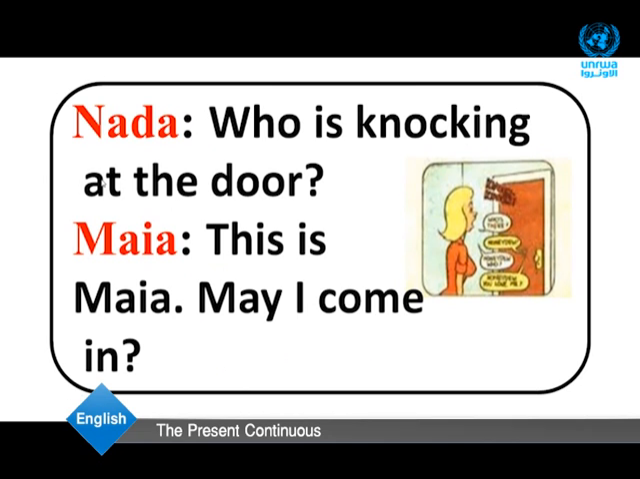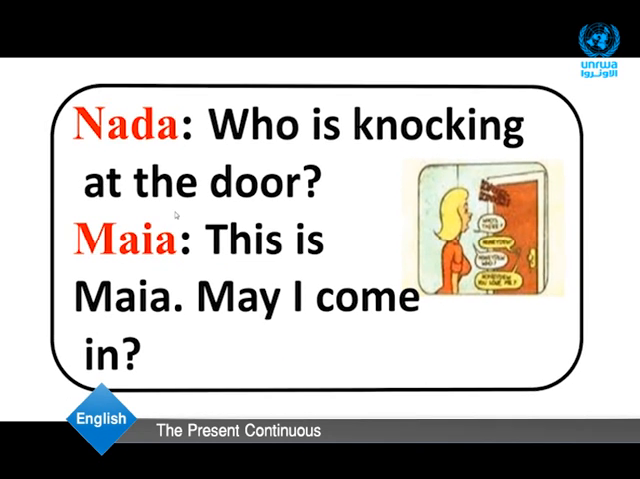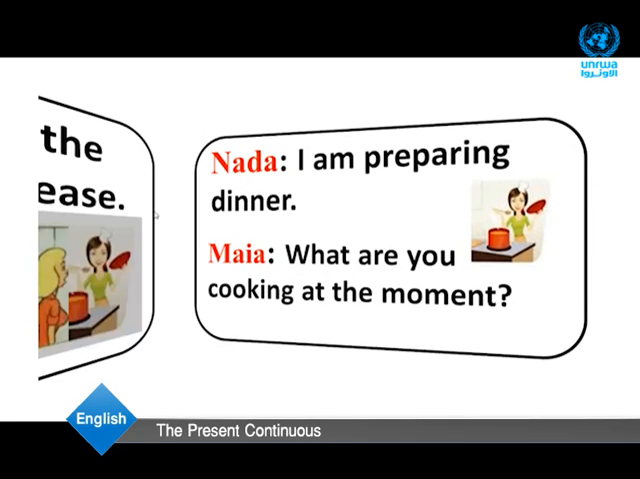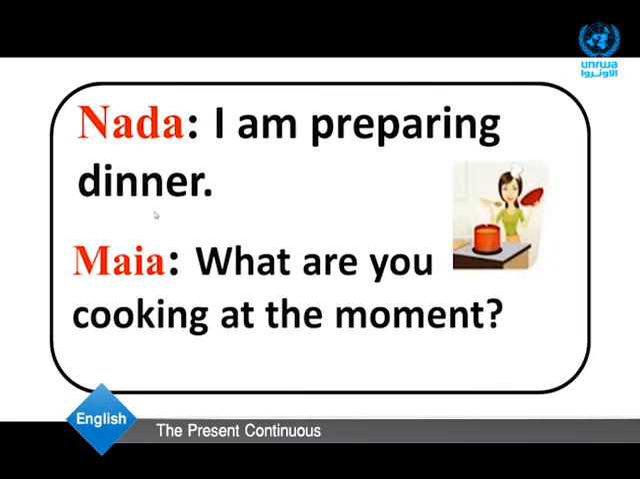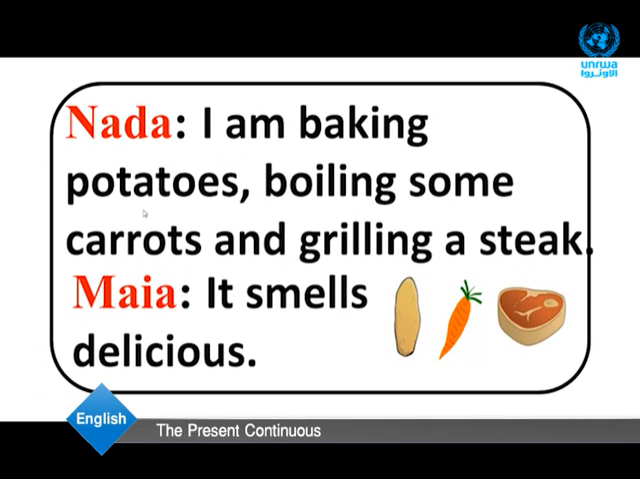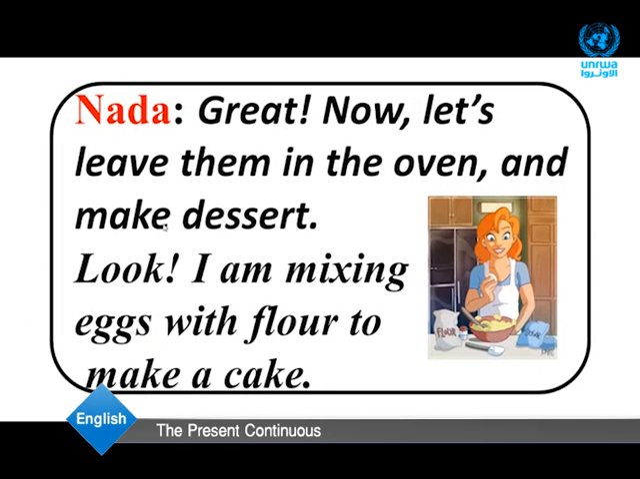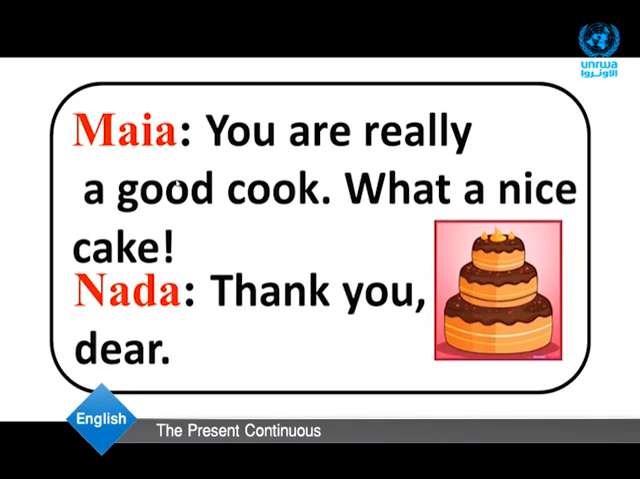Who's knocking at the door? This is Maya. May I come in? Sure, I'm in the kitchen. Come in, please. Oh, you are busy. What are you doing? I'm preparing dinner. What are you cooking at the moment? I'm baking potatoes, boiling some carrots, and grilling a steak. It smells delicious. Great. Now, let's leave them in the oven and make dessert. Look, I'm mixing eggs with flour to make a cake. You are really a good cook. What a nice cake. Thank you, dear.